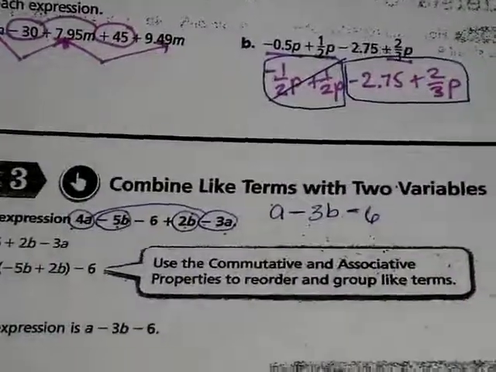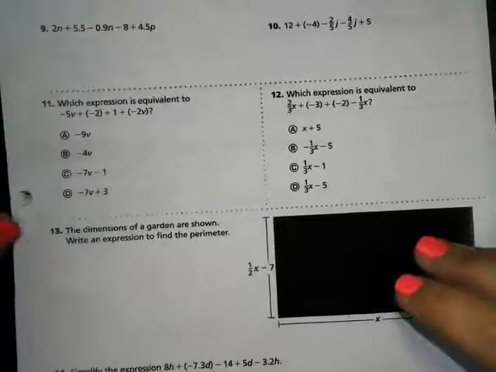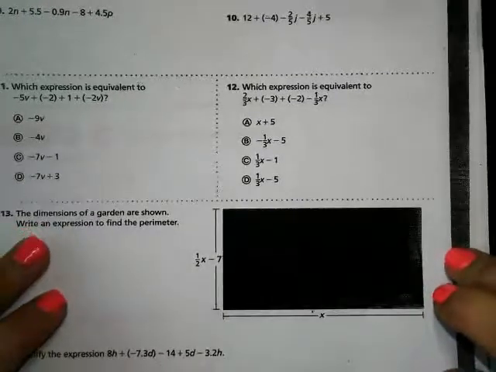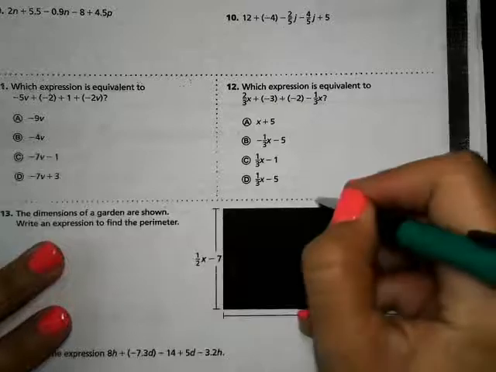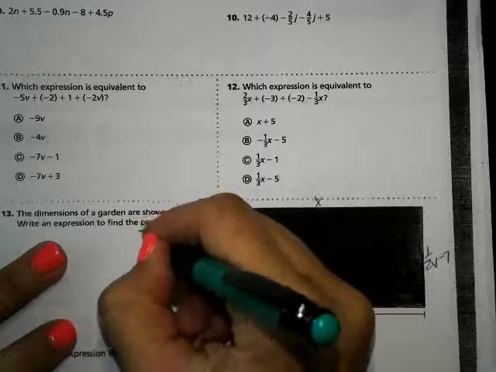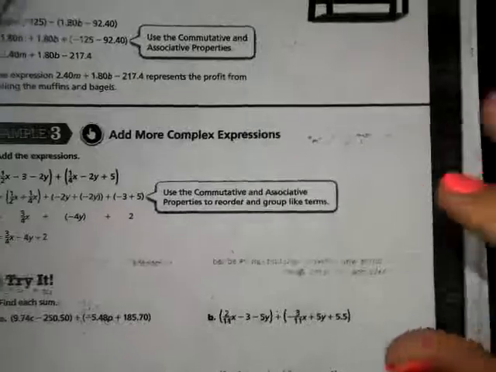Go ahead and try this one on your own. Next class, you'll see the example for it. I believe there's these examples on page 204. And then you have simplified expressions. The dimensions of the garden, find the area of the perimeter. Okay, keep in mind this is x, and this is also 1/2 x minus 7. Finding the perimeter means to add all sides.